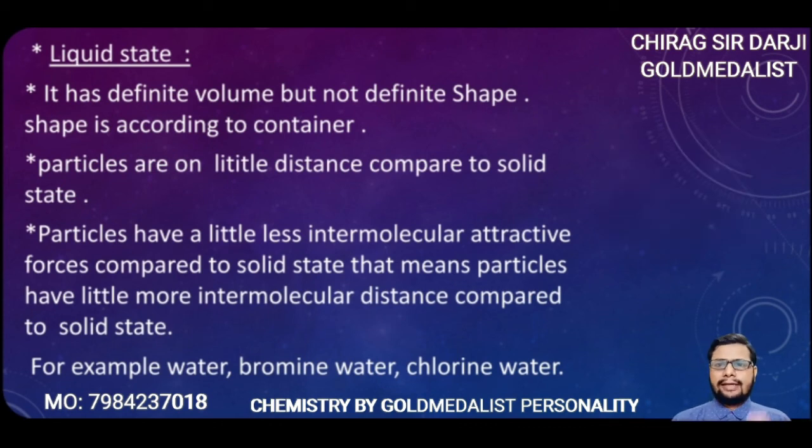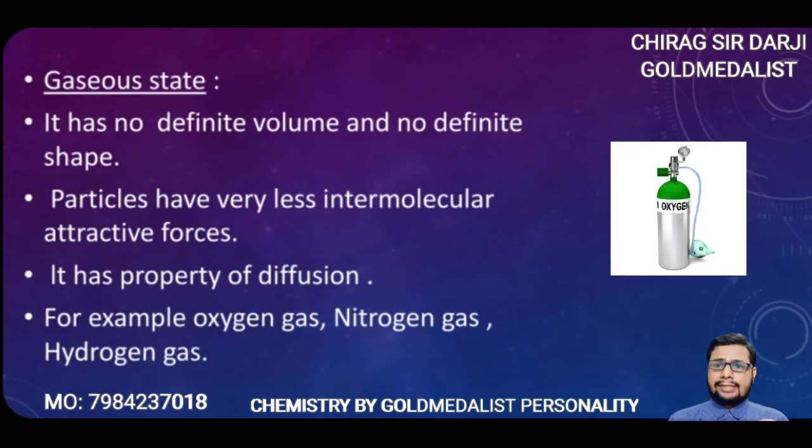Next is gaseous state. In gaseous state, volume and shape both are not definite, both are not fixed. One more thing, particles have a tendency of diffusion. It is a property of gas, that is, gaseous particles have a tendency of diffusion. One more point, they have very little intermolecular attractive forces. For example, any gas, you can take oxygen gas, nitrogen gas, chlorine gas, etc. Thank you.